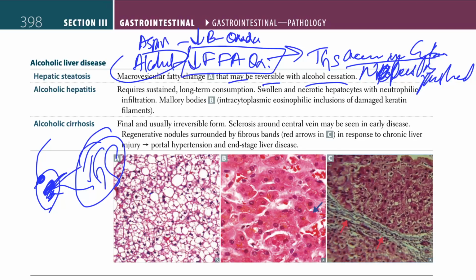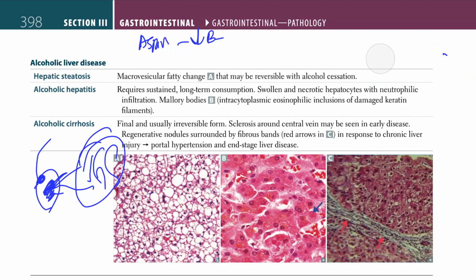Okay, but if you were to have alcohol cessation, everything is going to go back to normal, because alcohol was the initiator of all that decrease in free fatty acid oxidation.